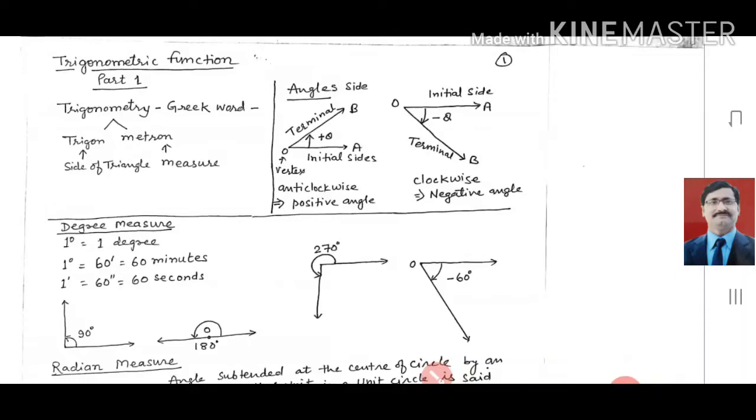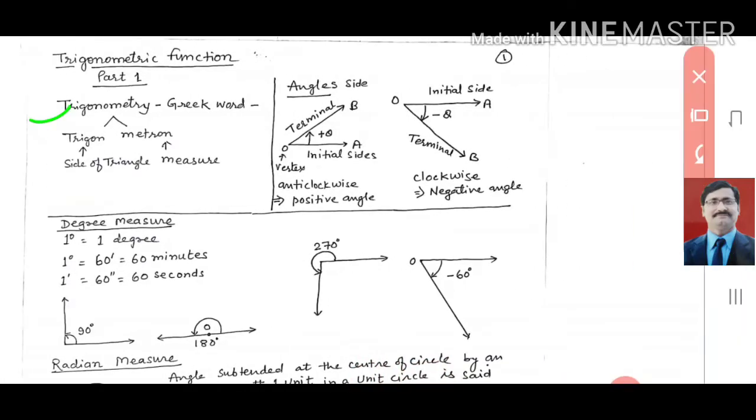Here, this word trigonometry is a Greek word. Trigon means sides of a triangle, and metron means measurements. So in trigonometry we measure the sides of a triangle and study the relations that we have in trigonometry. So look here, now first of all we check the angle.